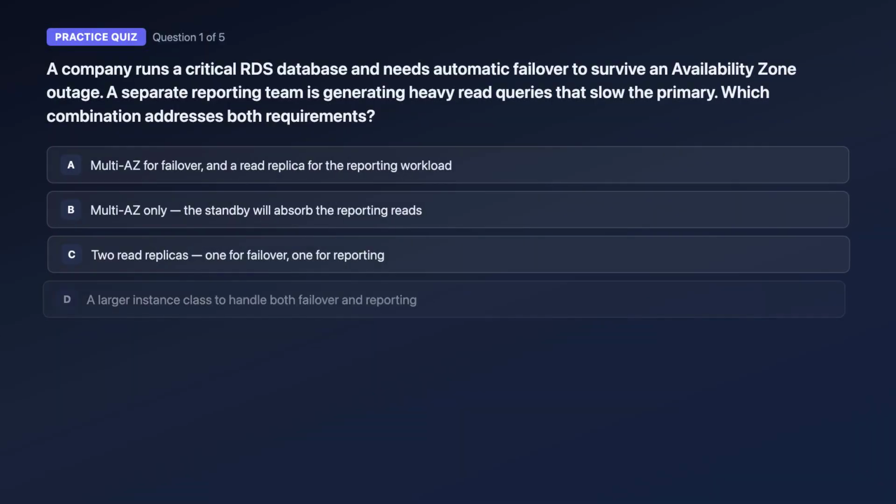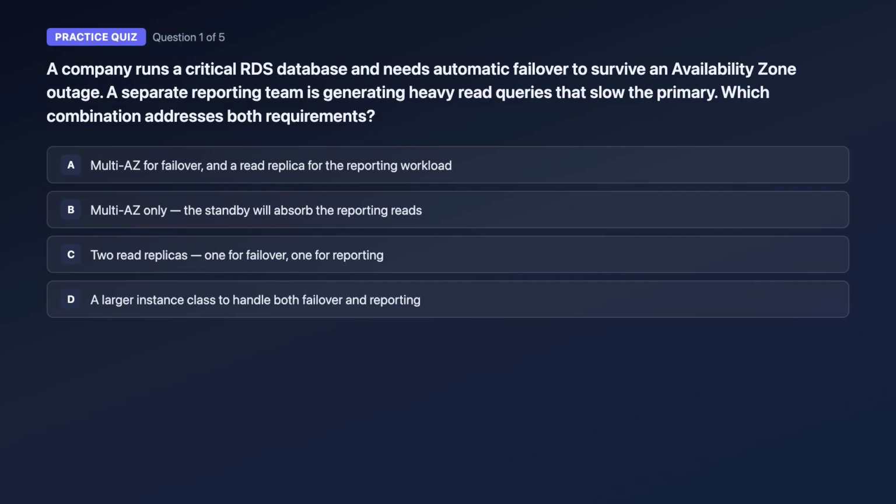Question 1. A company runs a critical RDS database and needs automatic failover to survive an availability zone outage. Separately, a reporting team is generating heavy read queries that slow the primary. Which combination addresses both requirements?